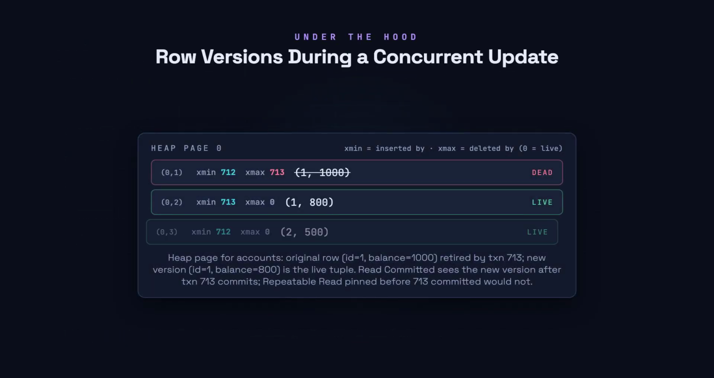After transaction 713 updates the balance, both row versions live on the heap page. The old tuple has its Xmax set to 713 and is considered dead. A transaction whose snapshot predates 713 will keep reading the old version. That is exactly how repeatable read prevents non-repeatable reads.